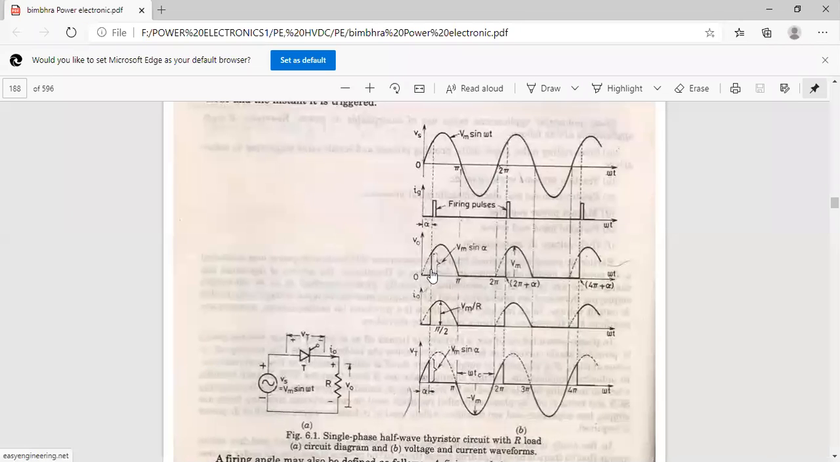So what are the limits for output voltage? That means only from alpha to pi. Only during the positive cycle, this thyristor is on. During the negative cycle, the polarity is changed and the thyristor is reverse biased. That's why there is no output voltage in the negative cycle. That's why only during the half cycle we can control the voltage. That is from alpha to pi, we are getting output voltage for resistive load.